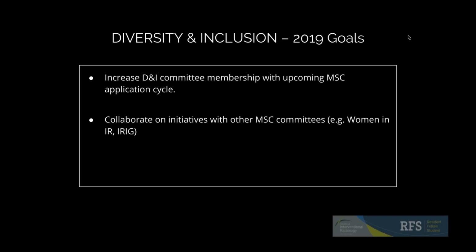And then we'll also be collaborating on initiatives with other council committees. As Lisa mentioned earlier, we'll be working closely with the IR Interest Group Committee on the Interventional Radiology Outreach Program, which is close to me because that's actually how I got my start with SIR-RFS, and I've been able to see the positive impact that it can make, especially at Howard. So I look forward to working closely with Lisa and our committees together to helping other schools around the country get exposed to IR and establish their own interest groups.